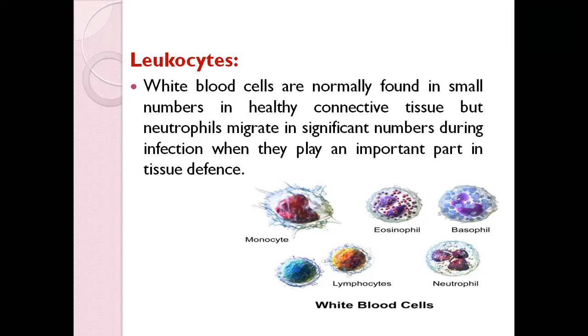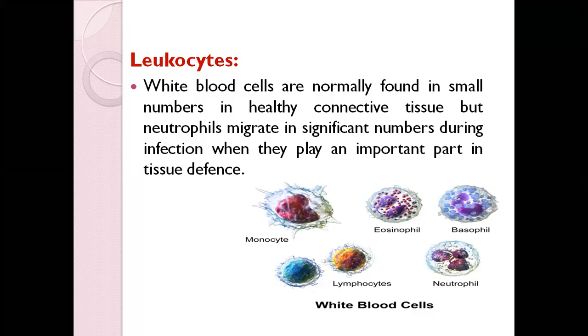And what happens whenever there is any form of infection? These neutrophils will migrate. Migrate means move. They will migrate in significant numbers during infections, and they play a very important role in tissue defense. So this is actually about the leukocytes. Just remember that leukocytes are also known as white blood cells, and these are some of the subdivisions: monocytes, eosinophils, basophils, and neutrophils.